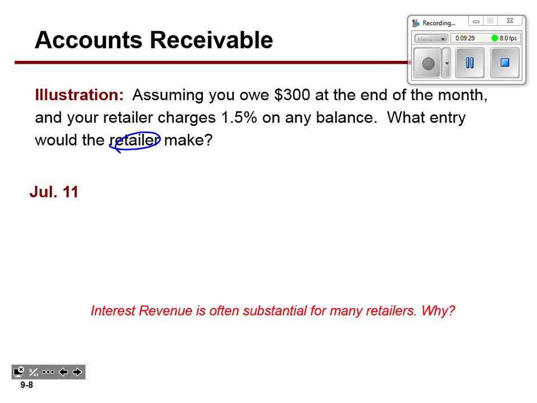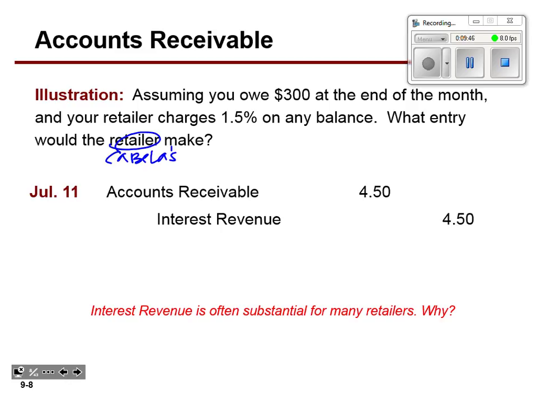So let's just say Cabela's in this case. We had a $300 balance remaining on our Cabela's credit card. What entry would the retailer make for that 1.5% balance? AR goes up, interest revenue goes up. Where did they come up with $4.50? 300 times 1.5% must be $4.50.